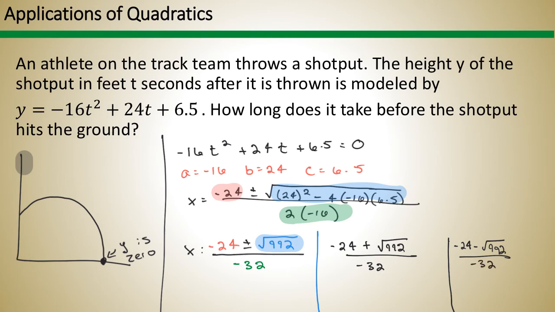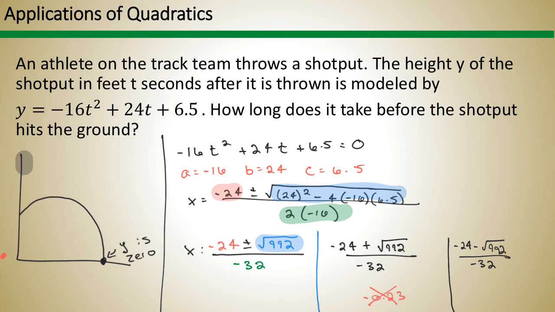And I'm going to put each of those into the calculator. So negative 24 plus the square root of 992, and then if I divide that by negative 32, I get negative 0.23. Okay, and really that negative 0.23 is actually over here if I look at this graph on the left side. So I actually don't want this answer. I don't want a negative answer. I can't have a negative time.